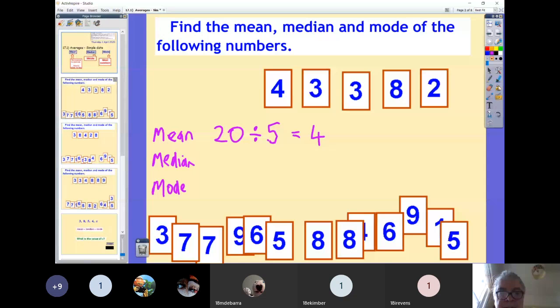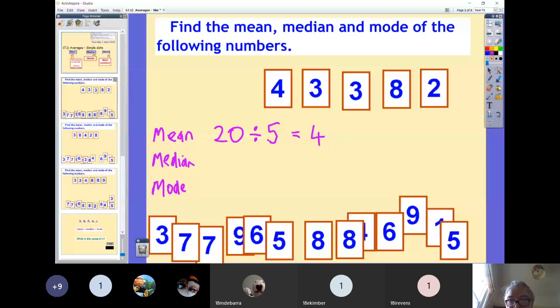Now the median one, just be careful. Make sure you put them in order first. So putting these in order, we've got 2, 3, 3, 4, and 8. So our middle one is the second of the 3's. So the median is 3. And the mode is which number crops up most often. Clearly the 3 crops up twice, so the mode is 3.